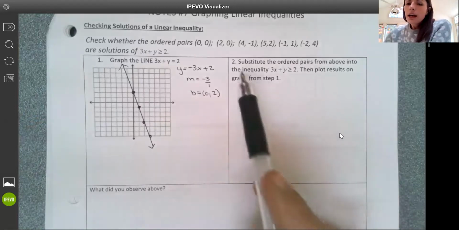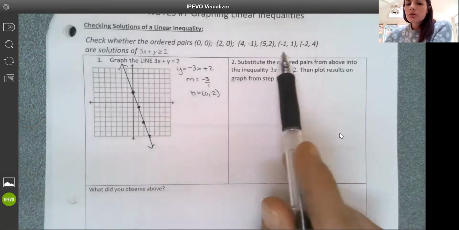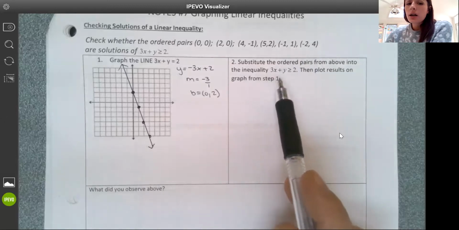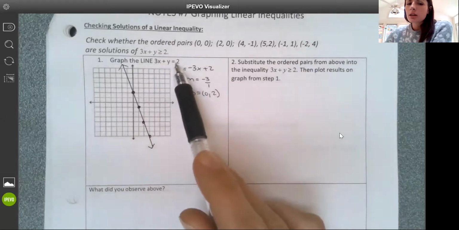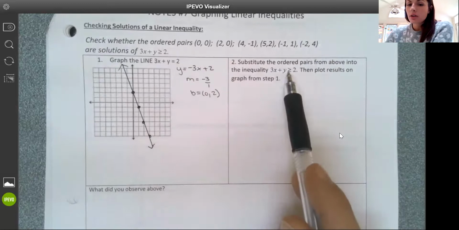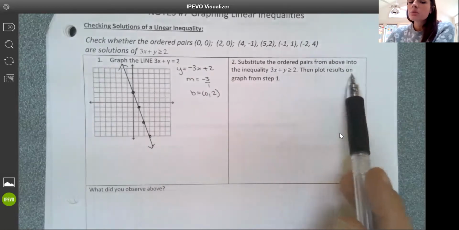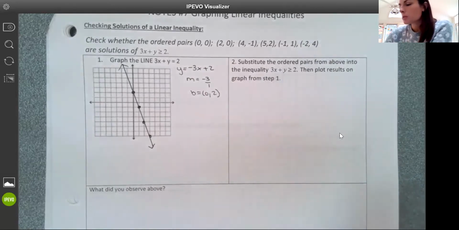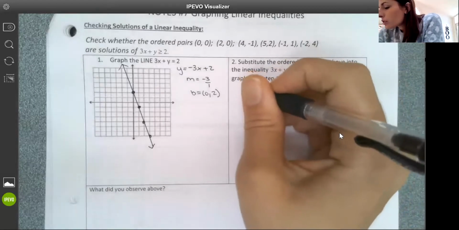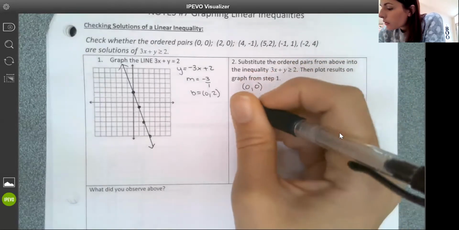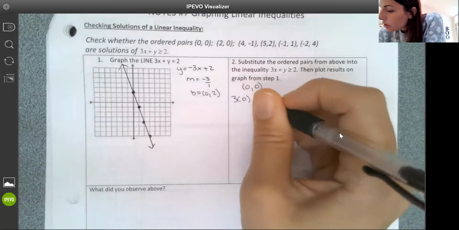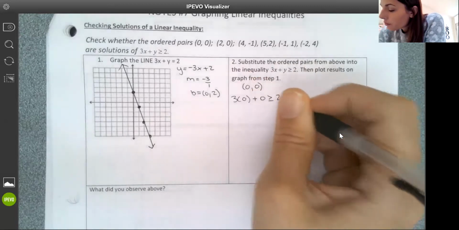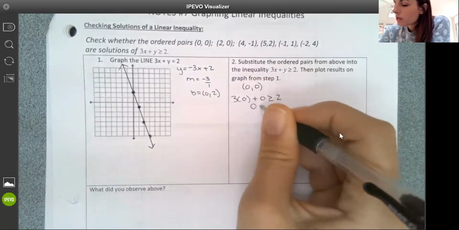Okay. So now we're going to substitute these ordered pairs into the inequality. Notice the inequality is the same as the line, but the equal sign was replaced with greater than or equal to. And it says, and plot the result on the graph from step 1. So I'll explain what that means as we go. So first, let's look at 0, 0. If I plug 0, 0 into the inequality, it's going to make all of this 0.